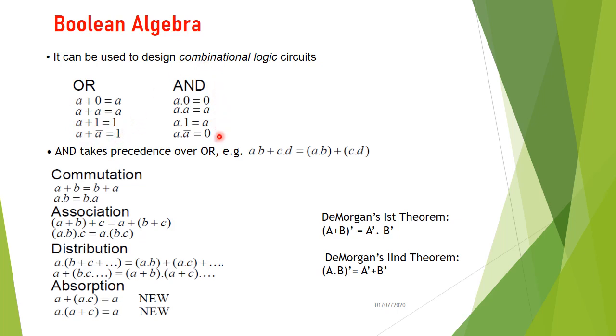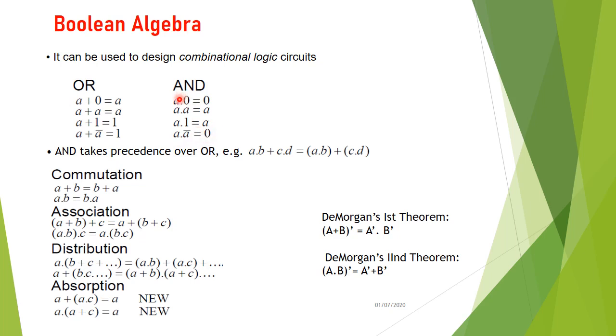Now we will move towards the ANDing rules. In the ANDing rules, again, one variable has to be considered, and that one variable will be ANDed either with 0, 1, with the same variable, or with the complement of that variable. So results will be: if the variable is ANDed with 0, result is 0. Variable ANDed with itself, then result is the variable itself. Variable ANDed with 1, result is the same variable. Variable ANDed with its complement, result will be 0.